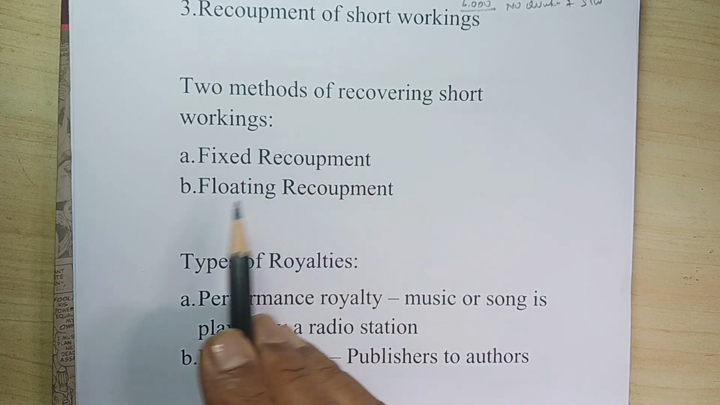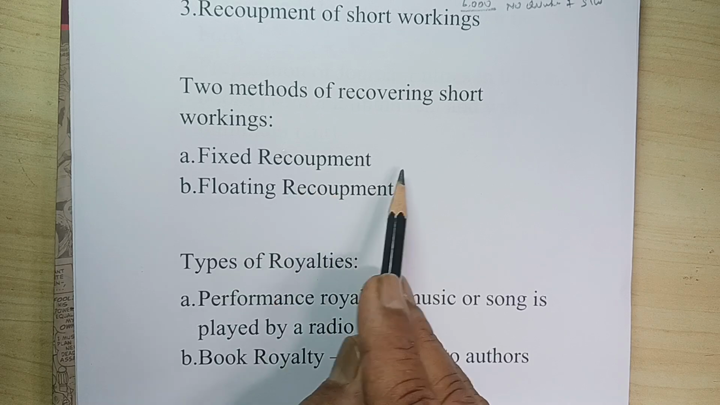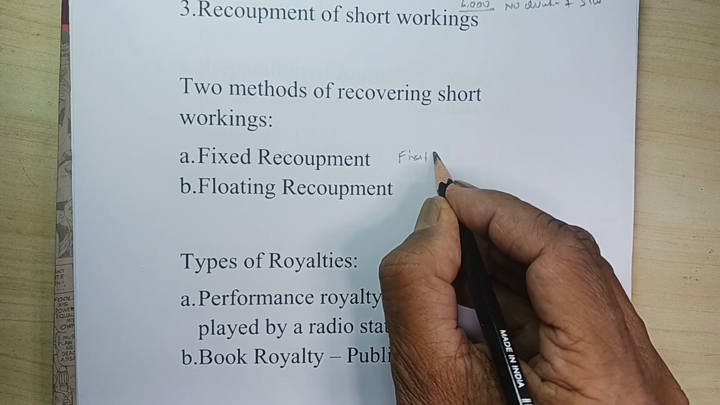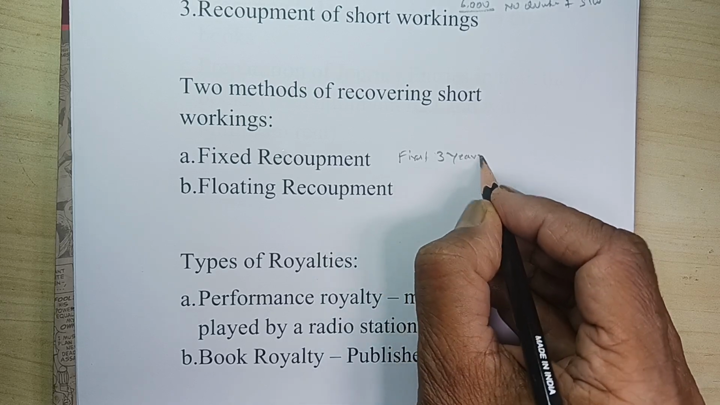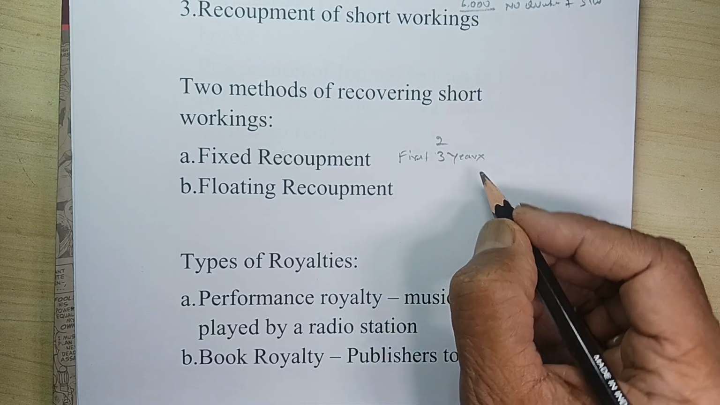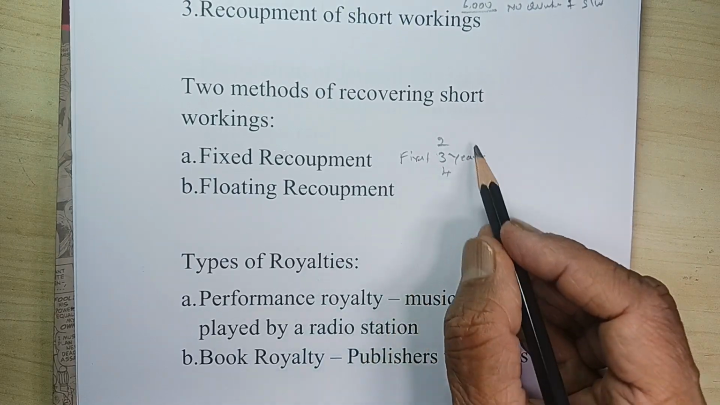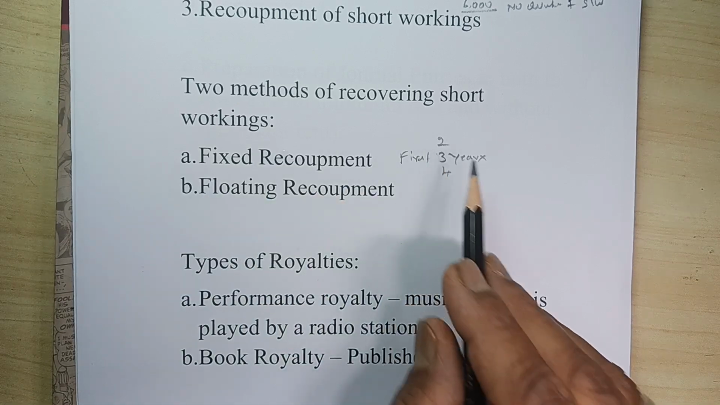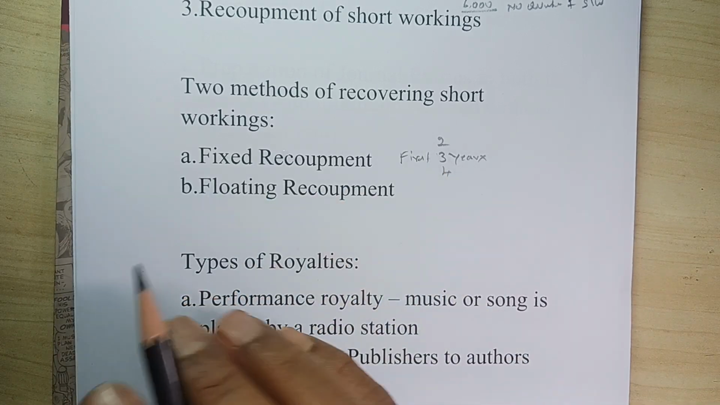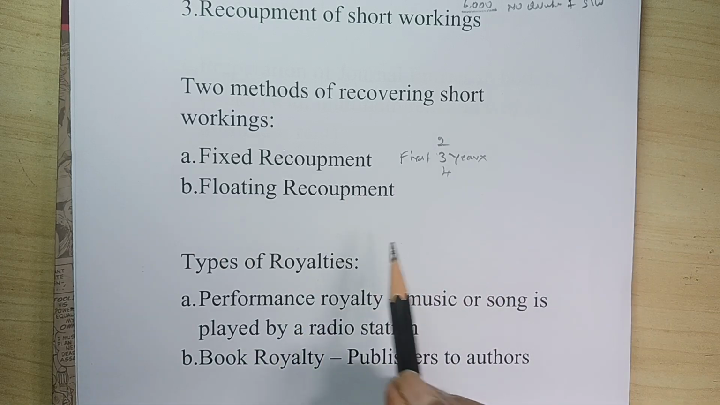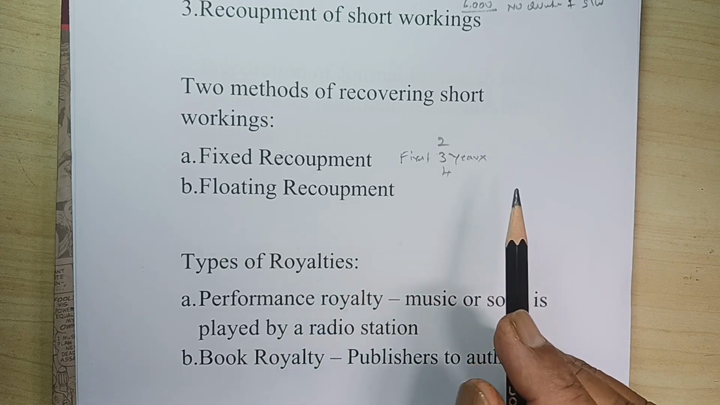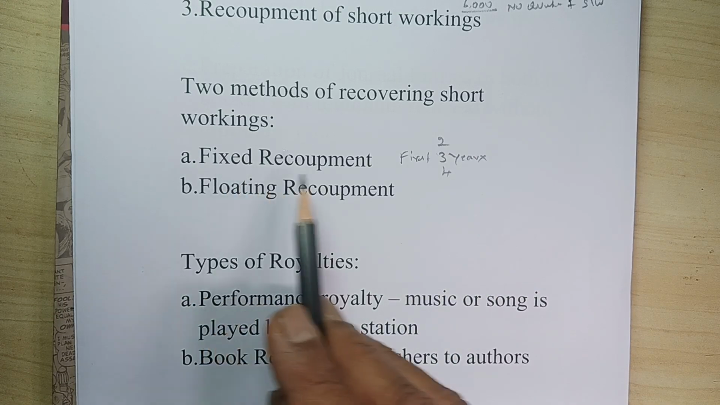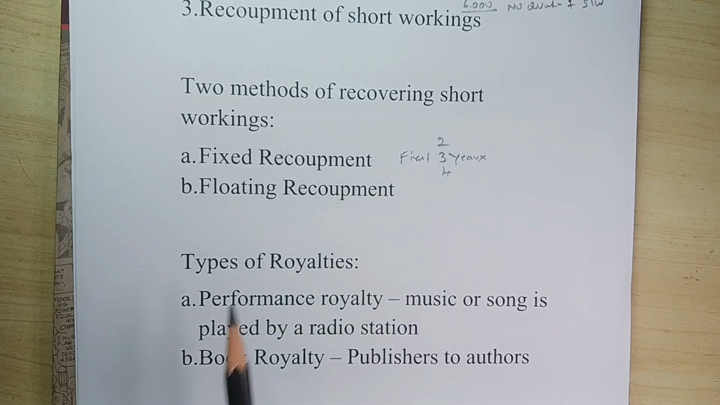The recoupment of short working can be done by two methods: one is fixed recoupment, the other is floating recoupment. What is fixed recoupment? It is the first 3 years of the lease, or the first 2 years, or the first 4 years. Within this period, if you have any short working, you have to recover it. If it happens even after that, I am not going to allow you to recover it. Even if you get short working in the 5th year, I am not going to allow you to recover it. That is called a fixed period, which is fixed recoupment.